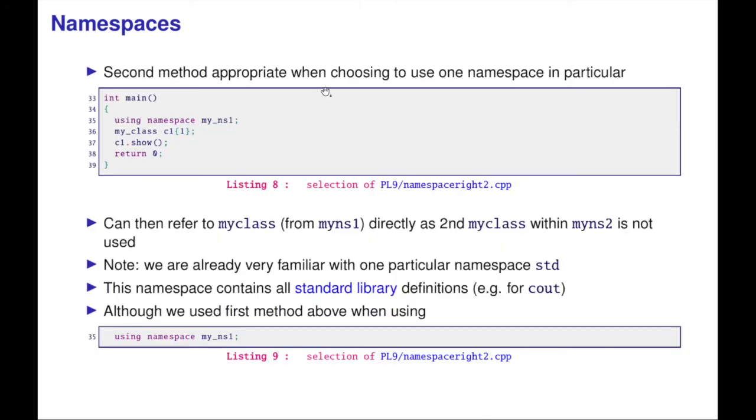The second method is maybe appropriate when you only use one namespace, which sometimes happens. So for example, I can put inside a function using namespace my_namespace1. There's no risk of confusion. There's only one namespace I'm using, and then myClass will be the one in namespace 1. In this case, I could still refer to the my_namespace1 class directly, and the myClass within my_namespace is not used. We're already very familiar with the namespace std to an extent. That namespace contains all the standard library, although we use the first method above when I use namespace my_namespace1.